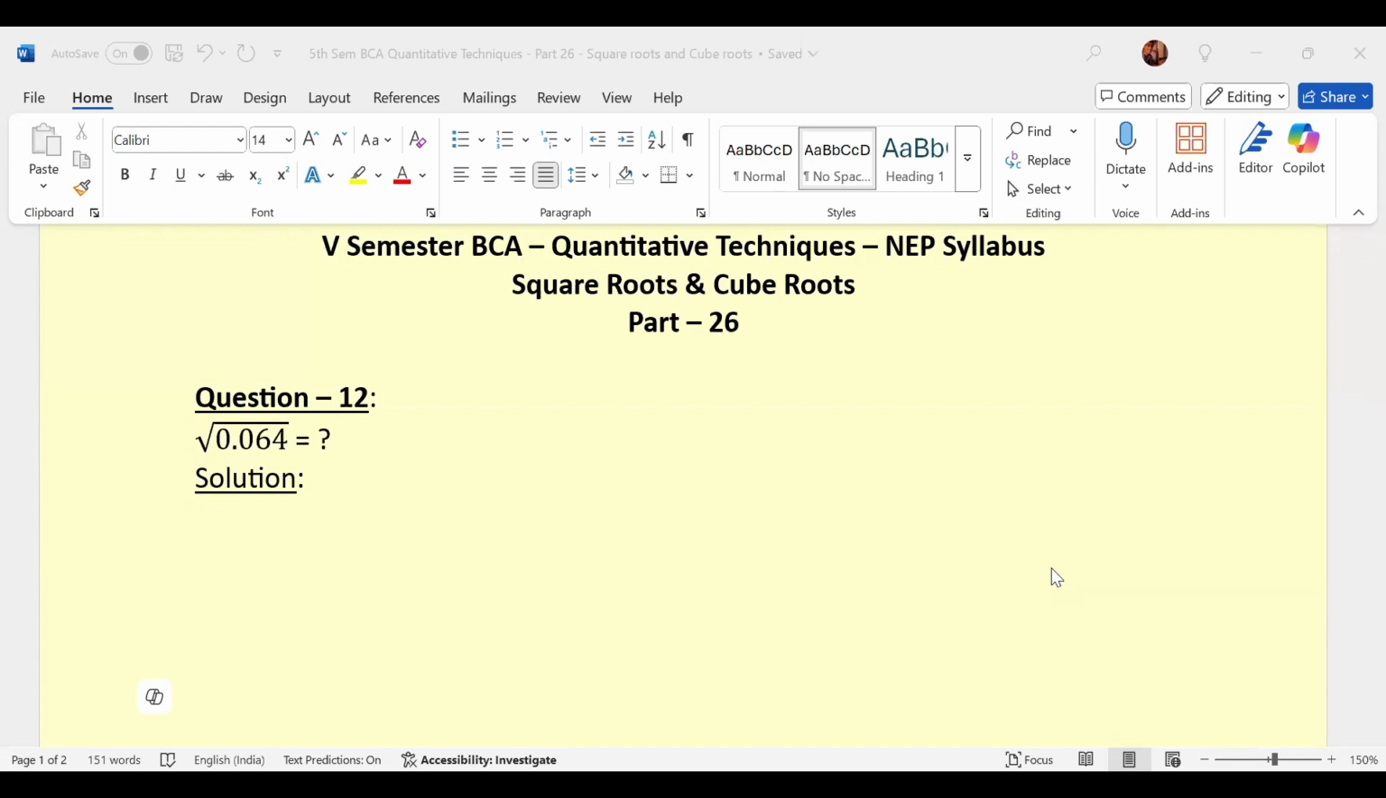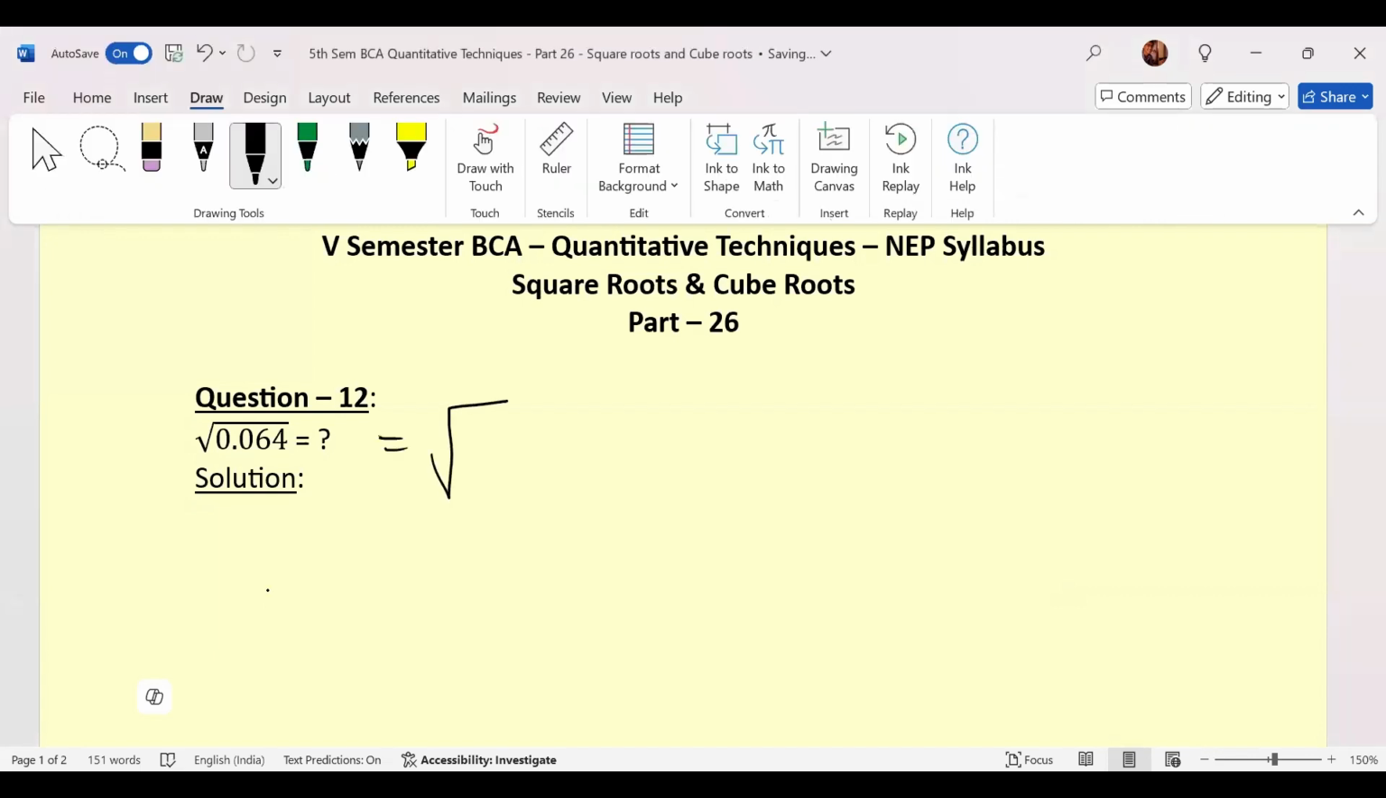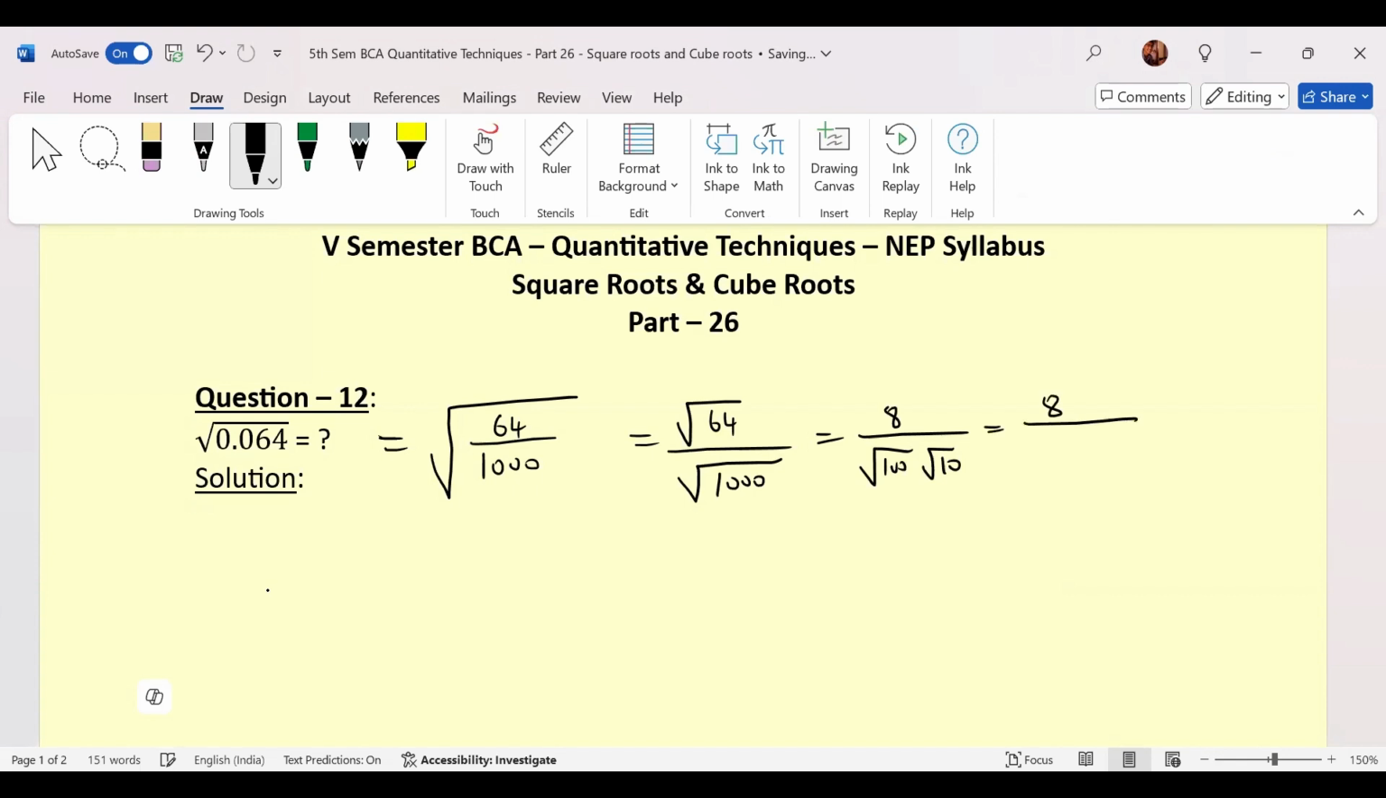Square root of 0.064 is what? So first of all, we can rewrite this as root of 64 divided by 1000. That can be written as root 64 divided by root of 1000. This is 8 divided by root 100 into root 10. That is 8 divided by 10 root 10. Multiply numerator and denominator by root 10.